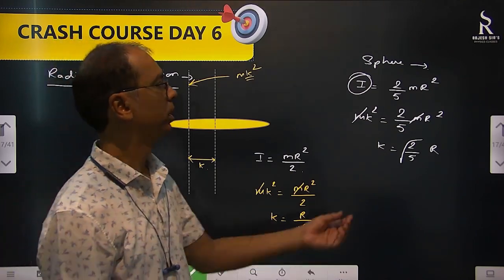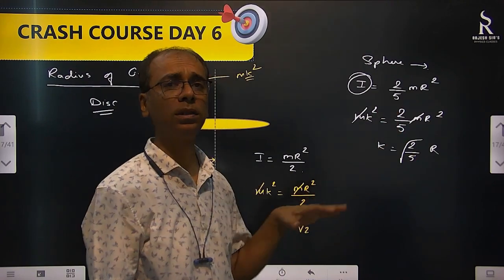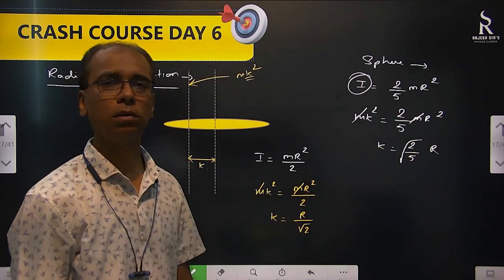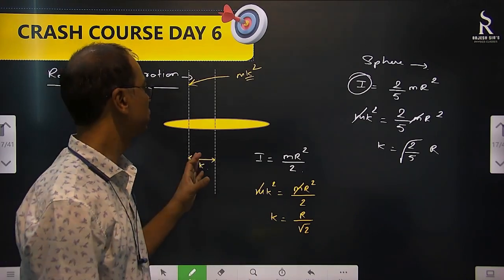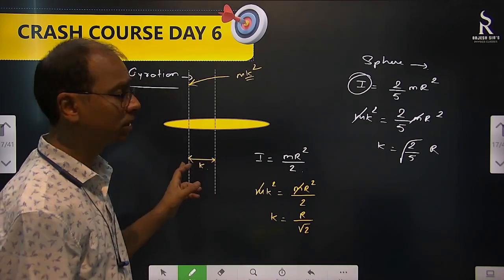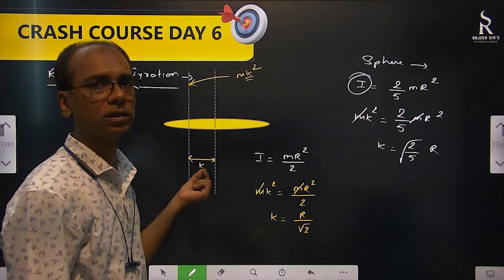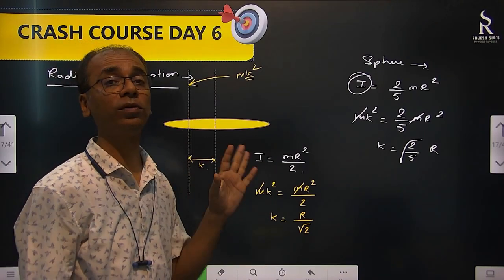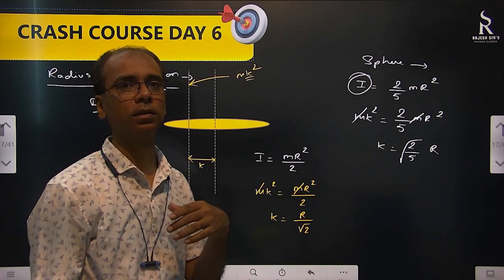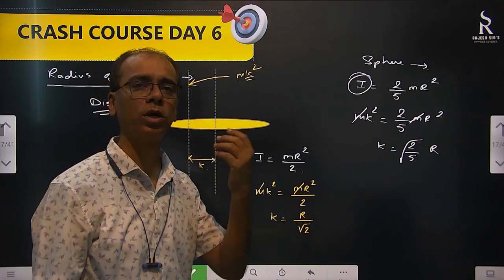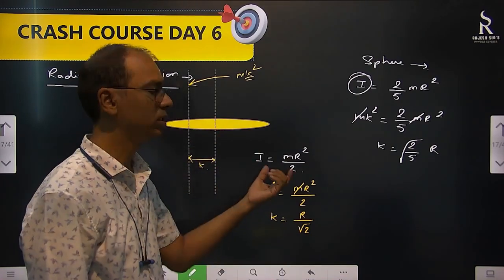Hollow, this will become root 2 by 3 r. Can we apply this in any body, any object? We can apply. This is basically a concept in which you are finding out the distance of another axis from an already known axis, where we can say the moment of inertia of the body is mk square. You can generalize it. Whatever the body is, we can say its moment of inertia is mk square. K will be different, and that K is called radius of gyration.